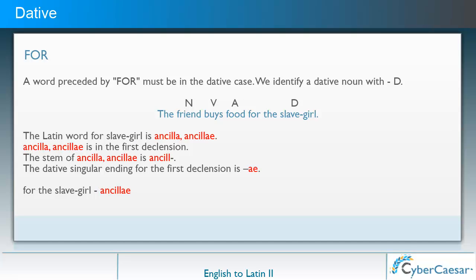A word preceded by "for" must be in the dative case. We identify a dative noun with D. The friend buys food for the slave girl. The Latin word for slave girl is ancilla, ancillae. Ancilla, ancillae is in the first declension. The stem of ancilla, ancillae is ancill. The dative singular ending for the first declension is -ae. For the slave girl, ancillae.